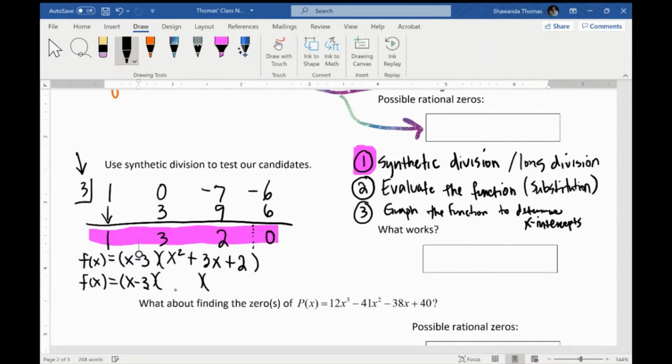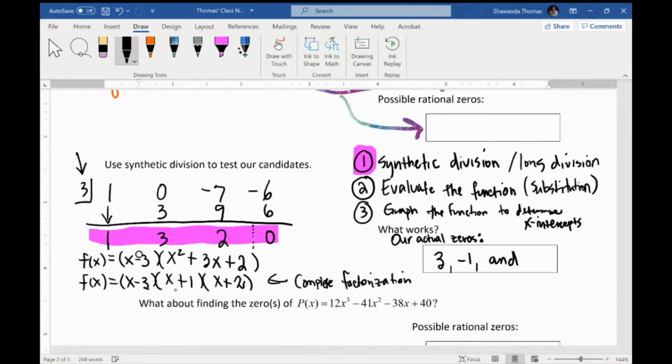We're going to write it as linear factors. This is called the complete factorization. What are the factors for x squared plus 3x plus 2? X plus 1, x plus 2. Very good. So now we know what our actual zeros are. What are the zeros? 3, -1, -2. Very nice.